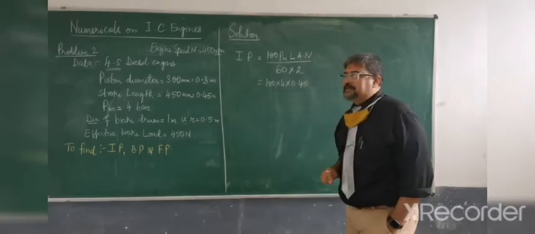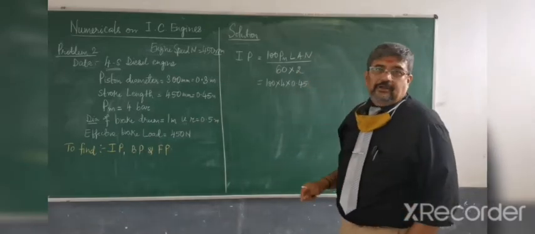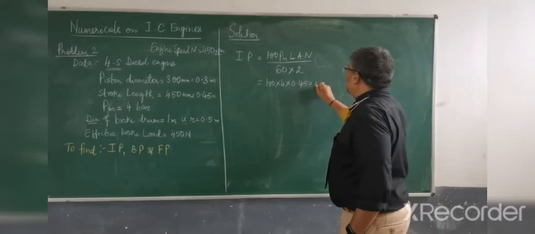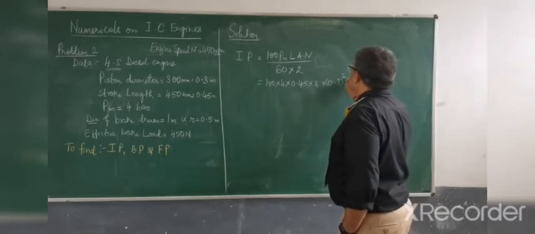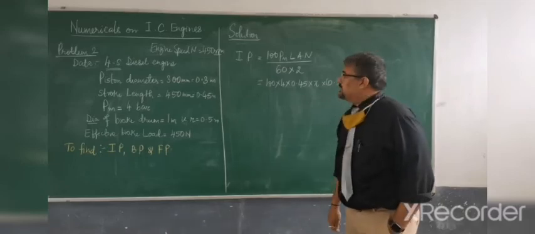Area again we need to find out. The diameter is given, that is 0.3. So area will be pi into 0.3 square divided by 4. Again, as I said, I will write it later.